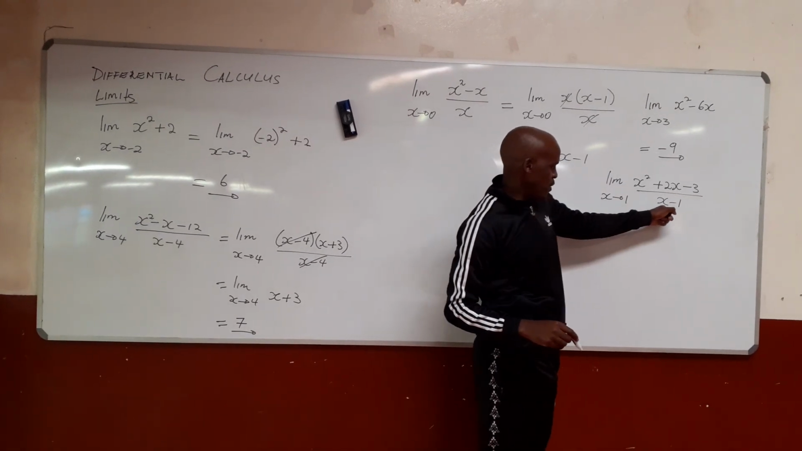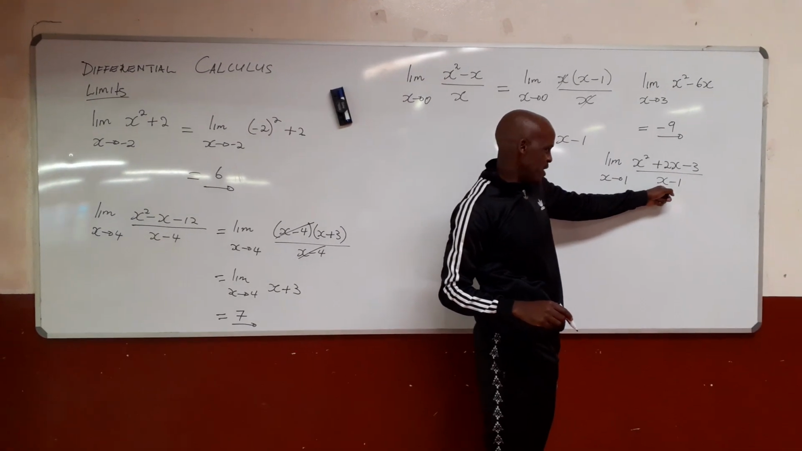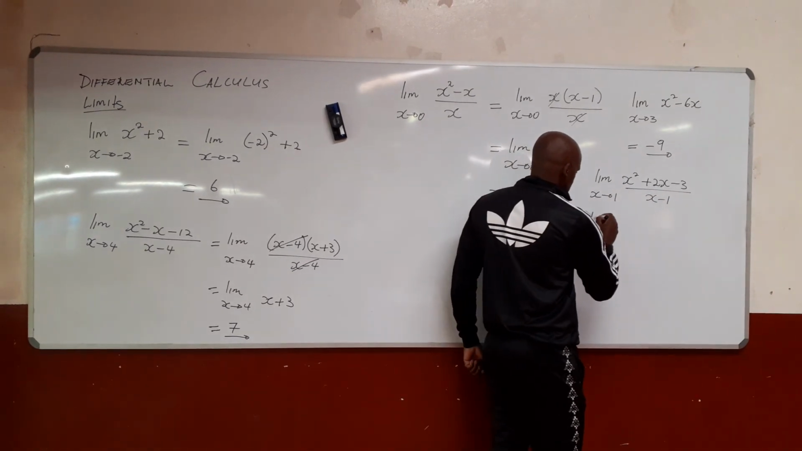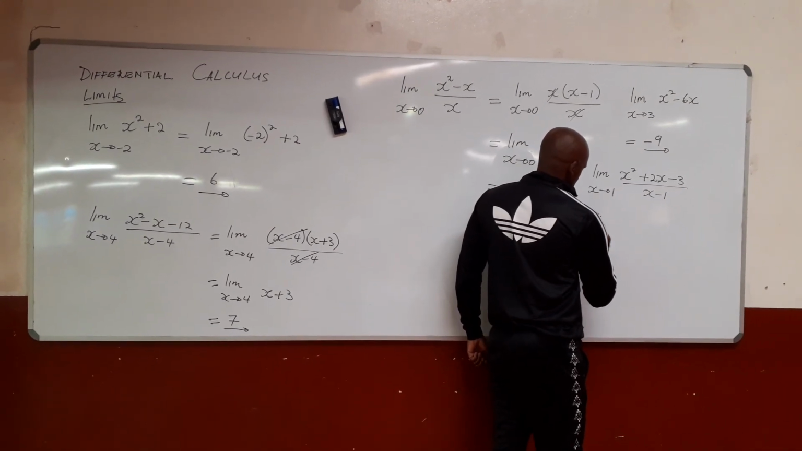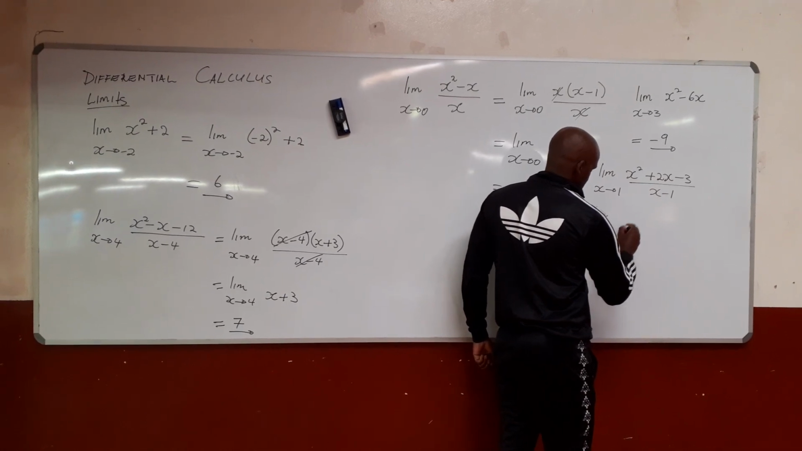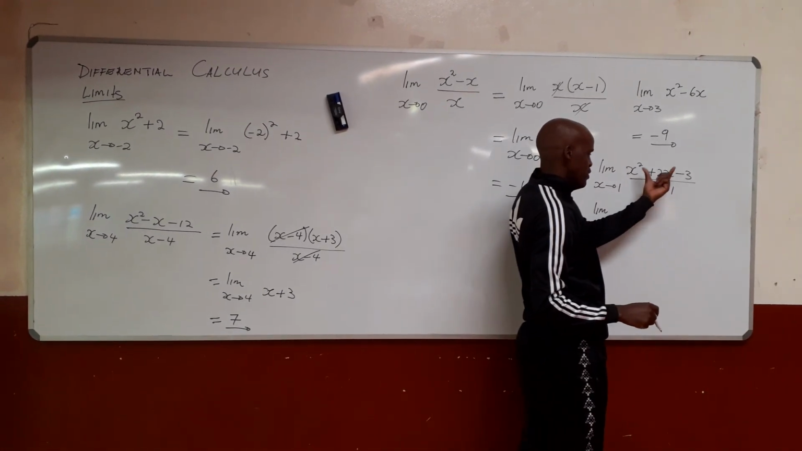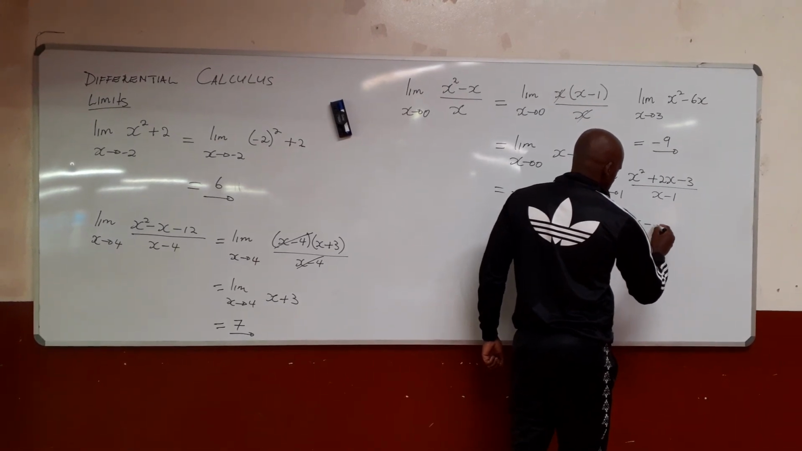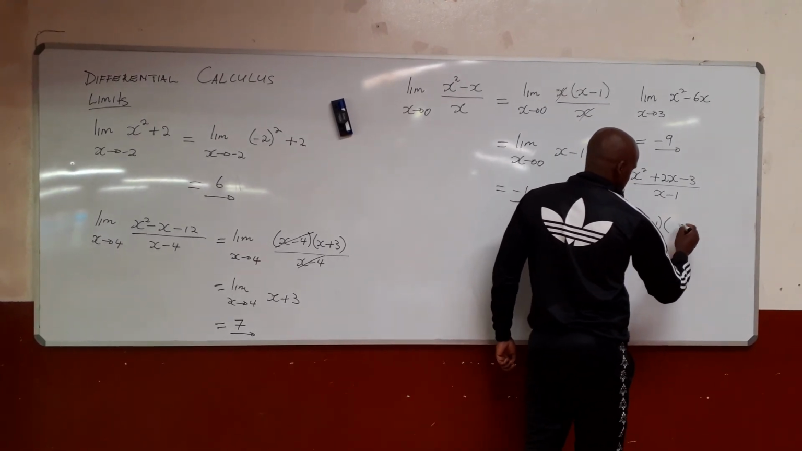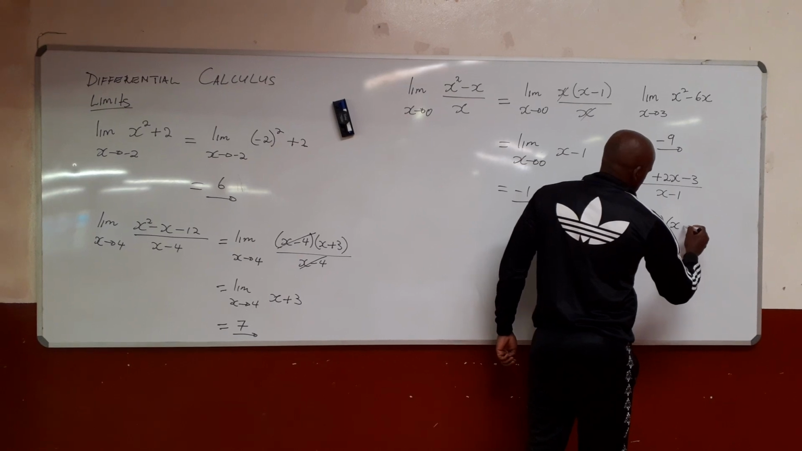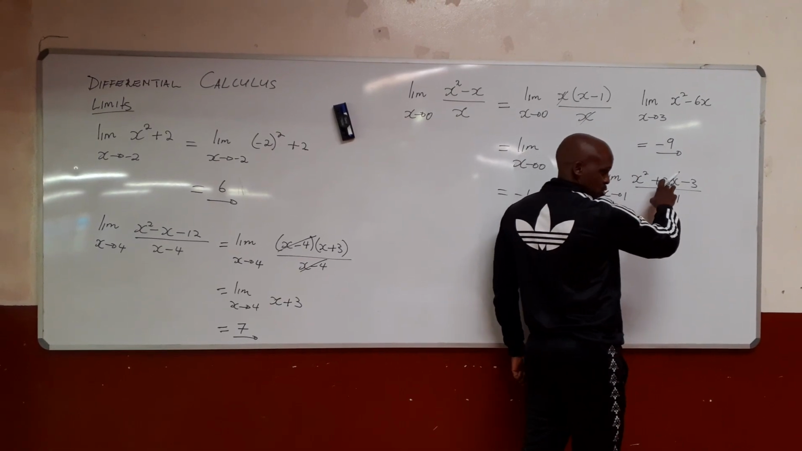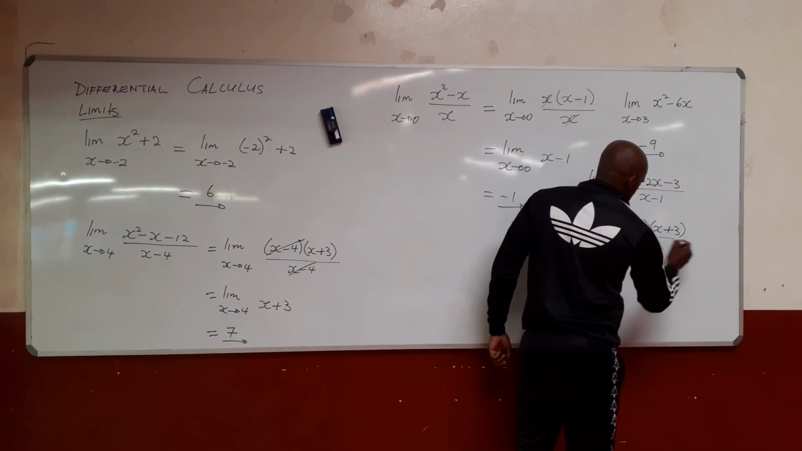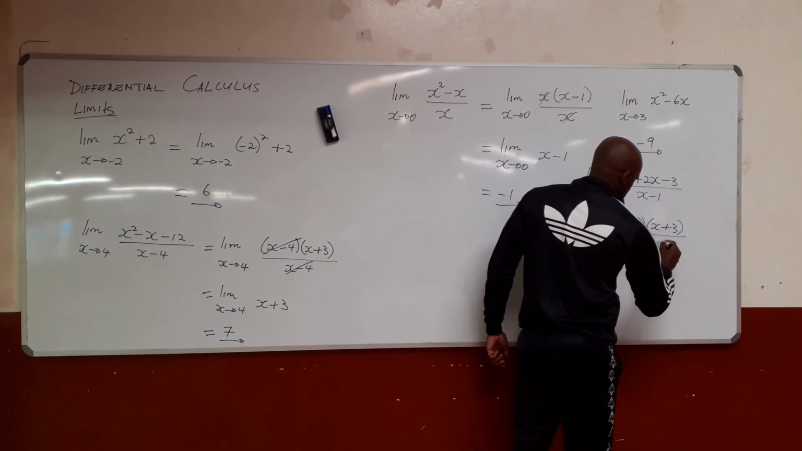Again, here, when you look, you can't just put 1 here because it will be 1 minus 1. You factorize. So the limit as x approaches 1 of that, you need to factorize the numerator. This is your first factor. It's x minus 1. So the second bracket, x plus 3.